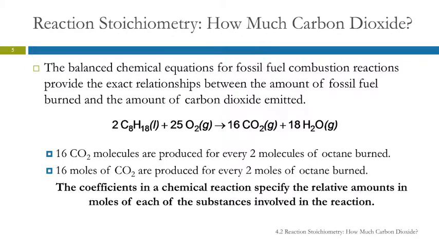So we can calculate how much carbon dioxide is released when a given amount of octane is burned. This chemical reaction provides us the relationships. So this tells us that for 2 molecules of this, we get 16 molecules. Or for 2 moles of this, we get 2 moles of CO2. The coefficients give us the ratio in terms of molecules or moles of each substance. They don't give us mass relationships. They give us relationships between moles. So 2 moles of this gives us 16 moles of that.